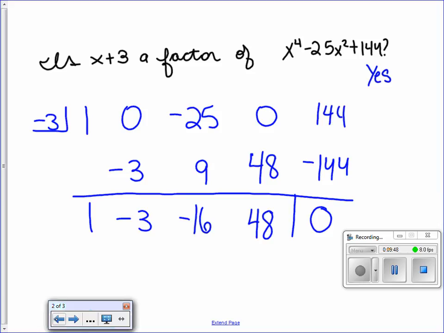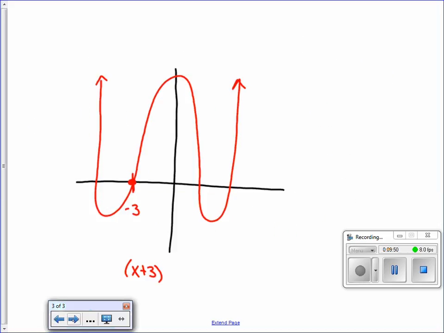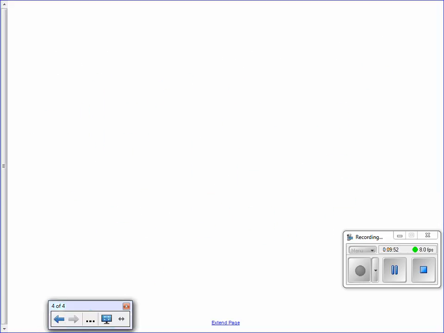Alright, x to the 4th minus 25x squared plus 144. Okay. So let's say I want to know what happens when you put, let's not use 20, because I just said that one. Give me another number. 35. Okay, 35. Alright, so I want to know what happens at 35.